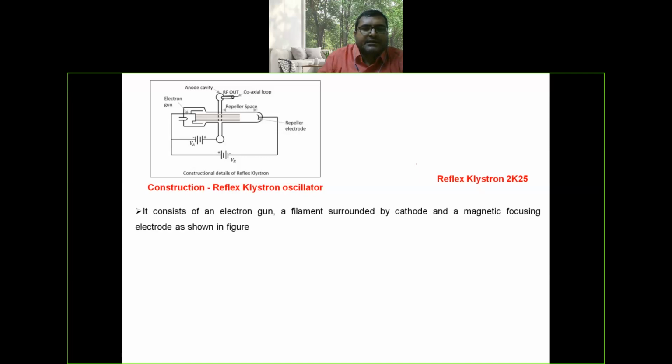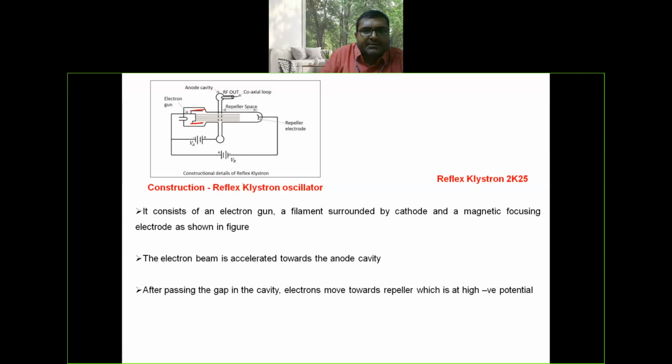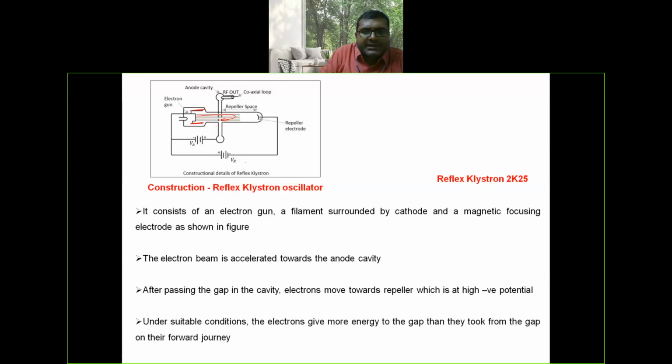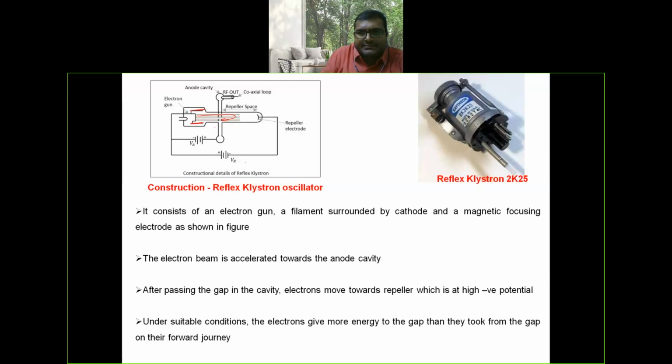Regarding construction, it consists of an electron gun, a filament surrounded by a cathode, and a magnetic focusing field is provided to focus the electron beam. Here it is the magnetic focusing field which is used to guide the electron beam throughout the tube. The electron beam is accelerated towards the cavity. After passing the gap in the cavity, the electrons move towards the repeller which is at high negative potential. That is, the electrons generated by the electron gun move towards the cavity, are repelled by the repeller, and once again come back towards the cavity for the second time. Under suitable conditions, the electrons give more energy to the gap than they took from the gap on their forward journey. Reflex klystron 2K25.